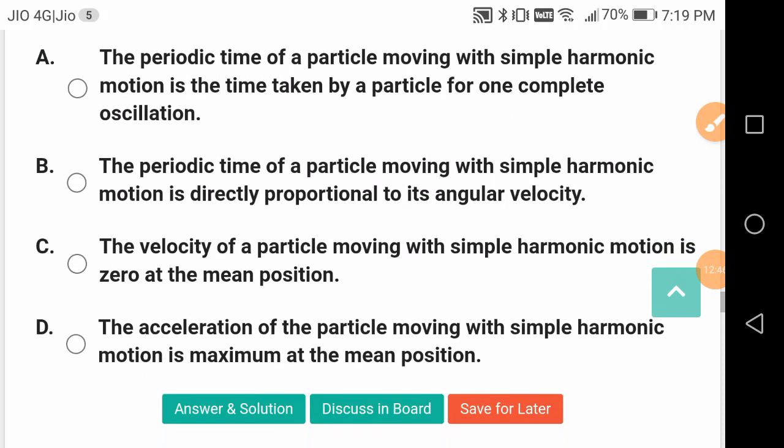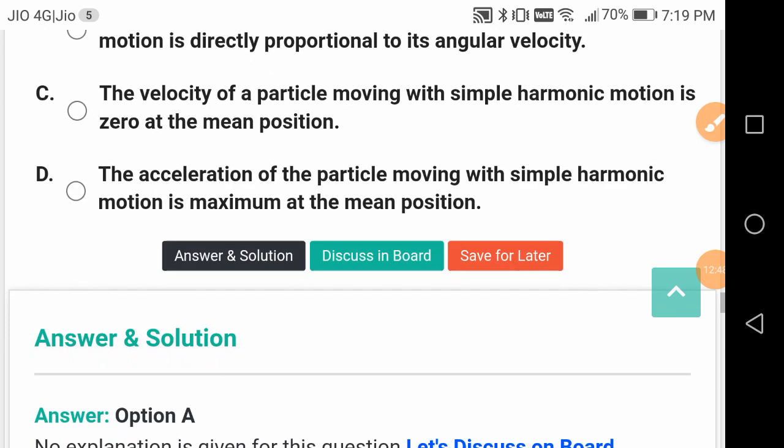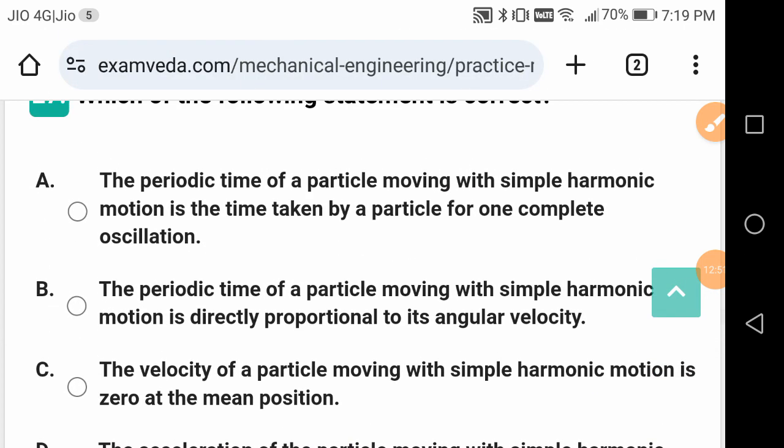Which of the following statements is correct? Let us see this. The periodic time of a particle moving with simple harmonic motion is the time taken by the particle for one complete oscillation.